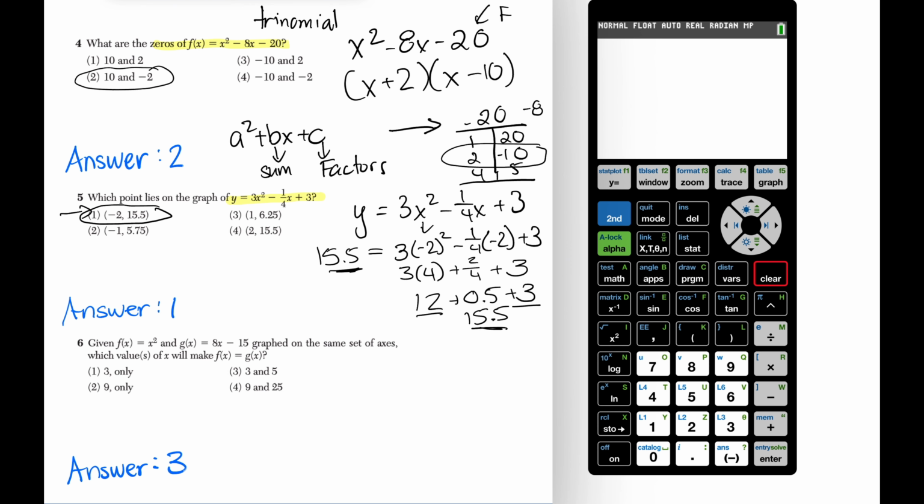It's not always going to work. It may not always be the first one. But if this one wasn't it, then I will go to the next one and I will do the same substitution. Wherever I see an x, I will put my x coordinate. And wherever I saw my y, I would put my y coordinate.